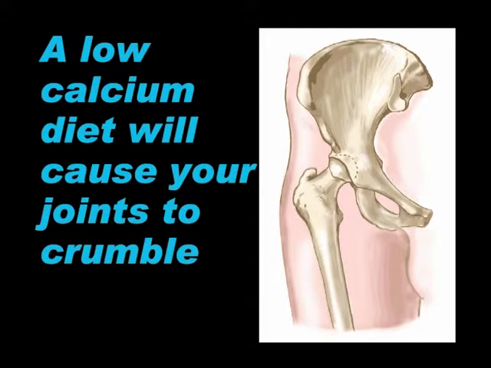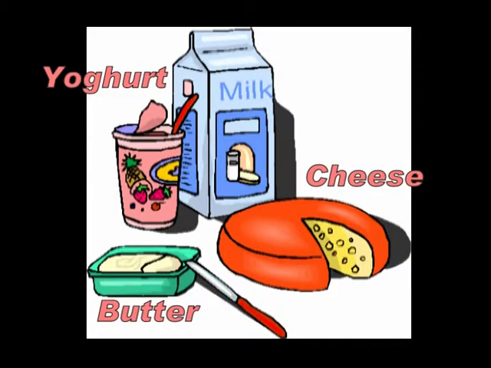We obtain calcium by eating milk, fish, and dairy products such as milk and cheese. Those who follow the vegetarian or vegan regime have to work very hard to get the vital iron and calcium that they need in their diet.